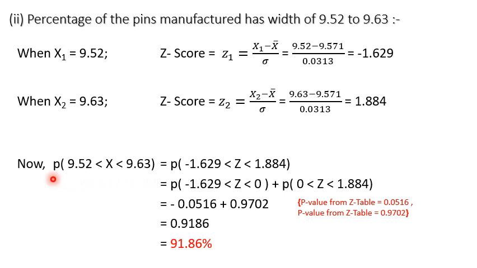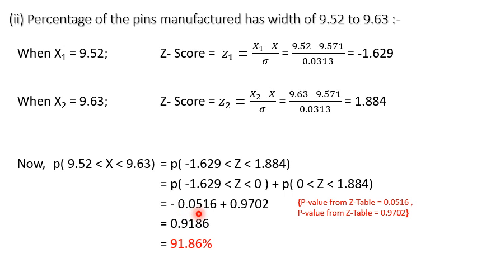Now the probability or the percentage of the pins manufactured whose width is between 9.52 to 9.63, we can write like that. Or in terms of z value, we can also write like that. This is the z value we calculated here, or we can write like this also. Now from the z table we get the p value or the area. Whatever the source you have, either the internet or the book, you can get this value.